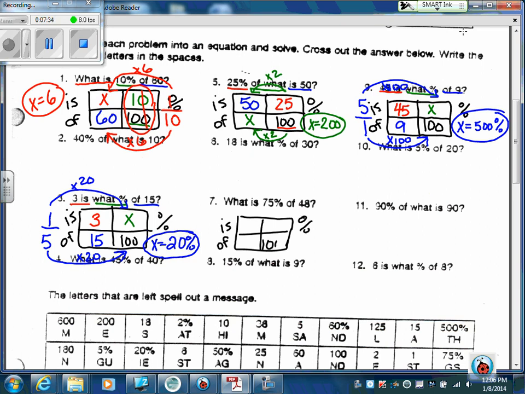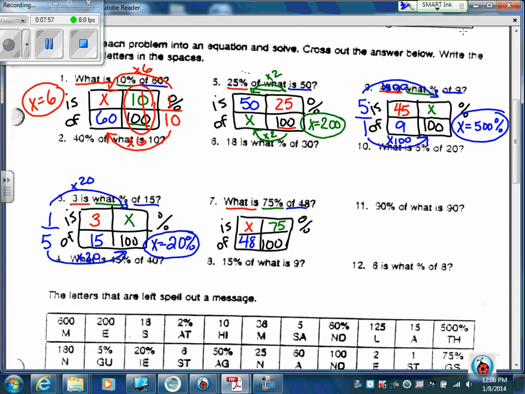So you should have checked this one on your own. You should have started with your percent box and labeled. We're going to start with chunking information. The first step says what is. That means we don't know what is or our part is. That's what we're looking for. 75%. 75 goes in the percent box, always over 100. Of 48, 48 goes into our of.